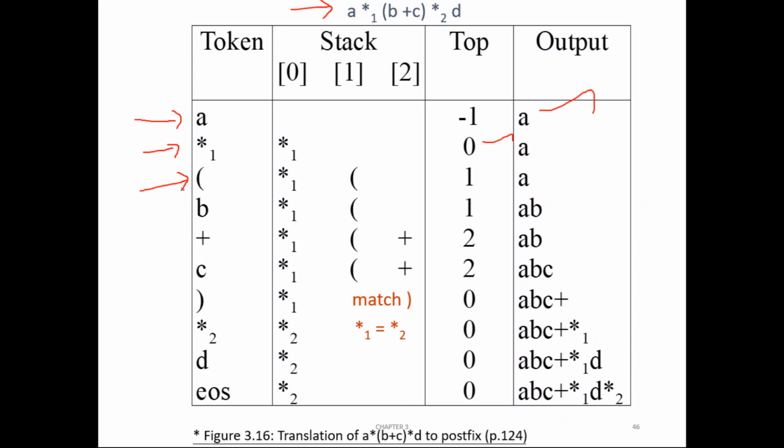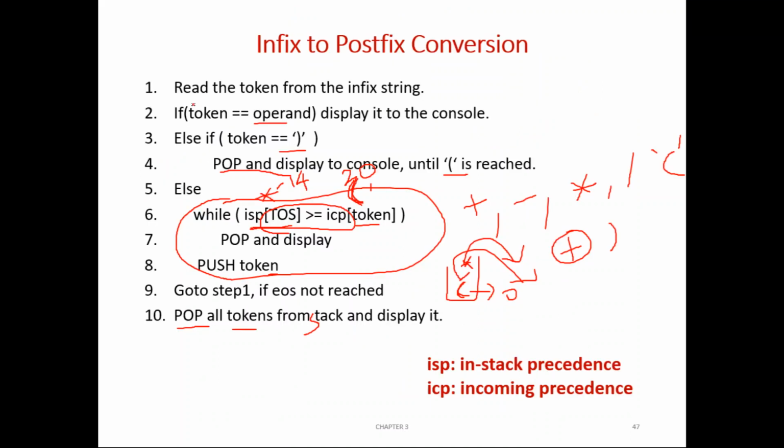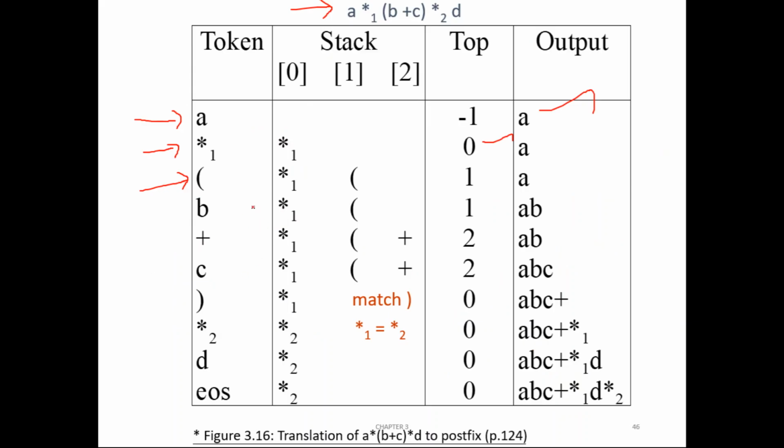Okay. So still as per the logic, what should you do? If it is an operand, push into the stack. If it is a closed bracket, pop until you reach the open bracket. Else what should you do? You have to compare the precedence of the top of the stack with this precedence. Okay. So what is the precedence of the top of the stack? Star's precedence is 13.